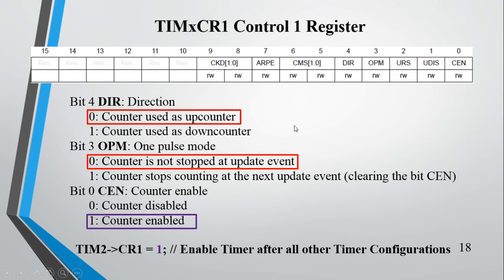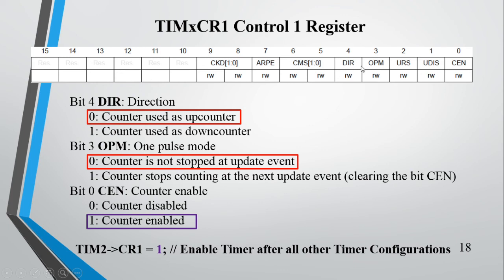Then the third bit is one pulse mode. Here one pulse mode means the timer will increment from 0 to ARR and it will stop. But in my case I don't need that. I need to keep on counting. Again it should start from 0 onwards. So I am disabling one pulse mode, so I am writing 0. That means the counter is not stopped at that update event. It will keep on counting. So I am writing 0.